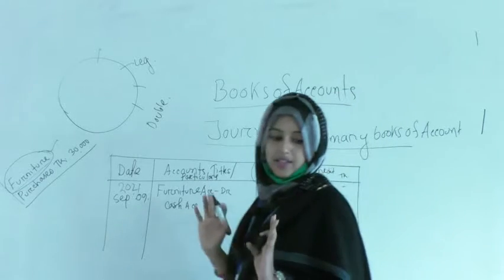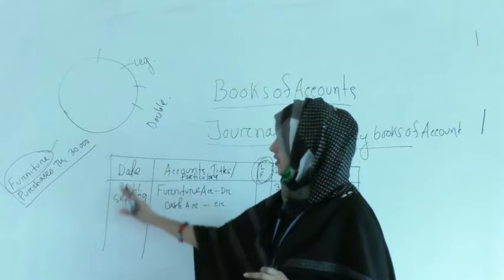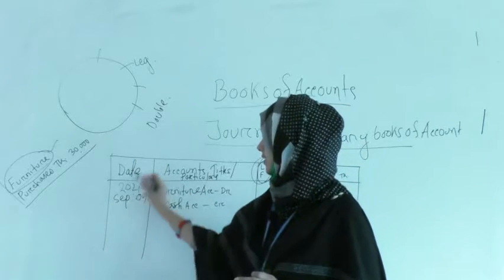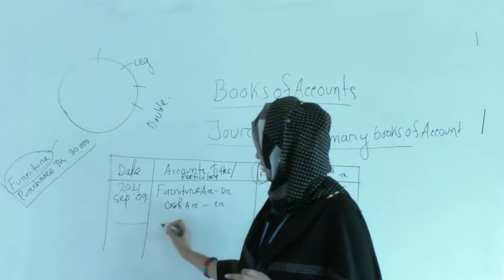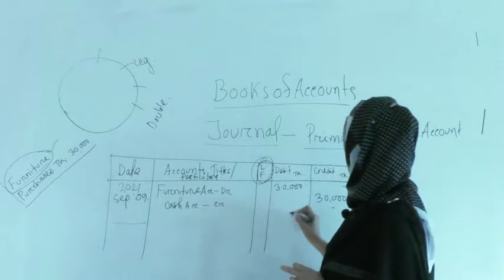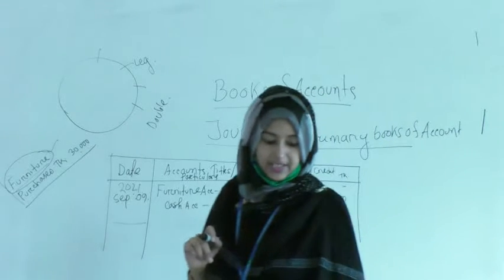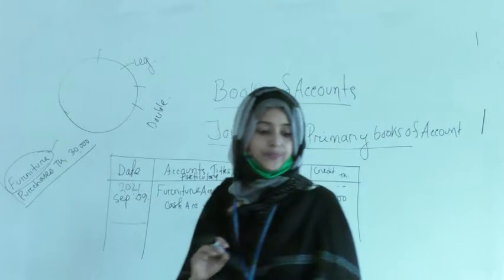What transactions happened? You have to put all the transactions in chronological way in this date column and also in the particulars column, and put the amount in the debit and credit portion. Okay, this is the primary books.